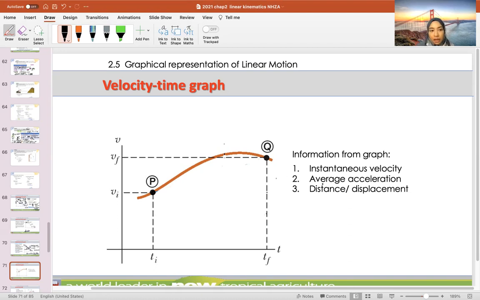You can also find the average acceleration. Average acceleration is the change in v over the change in time. Okay, so this is your average acceleration: v final minus v initial over t final minus t initial. In this case, diorang specify yang ni adalah initial, ni adalah final. So coordinate dekat Q tolak coordinate dekat P. This is final, this is initial. So that is your average. Kalau nak buat line pun boleh.